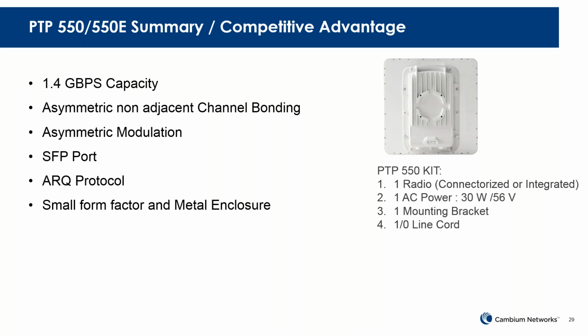It has asymmetric non-adjacent channel bonding, which means you can have two channels which are not required to be adjacent to each other and which can be asymmetric, which means it can be 10 megahertz and 20 megahertz or 40 or 80-20 or any of the combinations. It is also asymmetrically modulated, which means channel A could be operating at MCS 9, or the highest modulation, whereas the second radio, completely independent of the first, can operate, let's say, at MCS 4 or MCS 5. So they're not tied together.